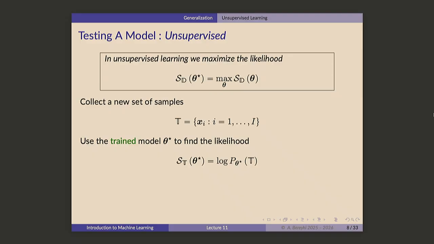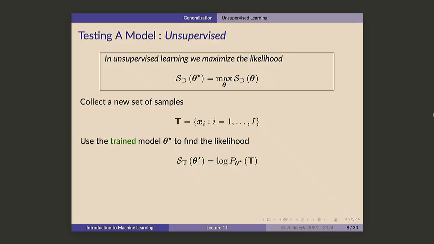So you have this test set. It's going to contain I different samples, for instance. Then what you're going to do is take theta star, exactly the guy that you had found out of training, and compute the log likelihood. So I take every new sample, put it inside my density function, and find the likelihood over the test set. And I average it. This is what I'm showing by S_T of theta star.